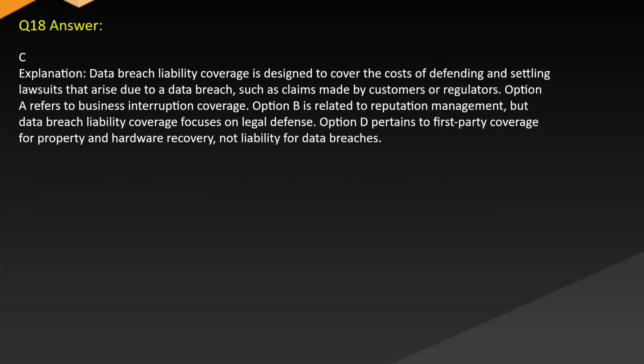Answer: C. Explanation. Data breach liability coverage is designed to cover the costs of defending and settling lawsuits that arise due to a data breach, such as claims made by customers or regulators. Option A refers to business interruption coverage. Option B is related to reputation management, but data breach liability coverage focuses on legal defense. Option D pertains to first-party coverage for property and hardware recovery, not liability for data breaches.